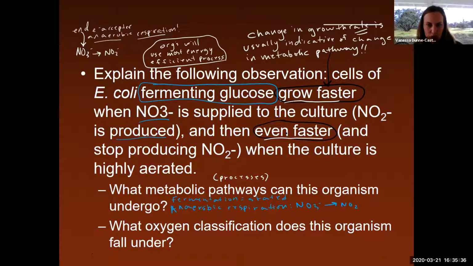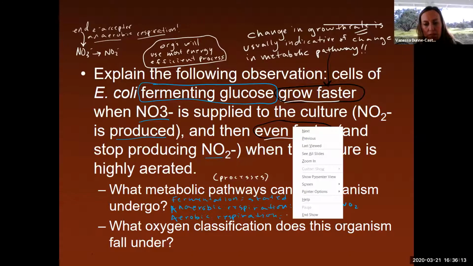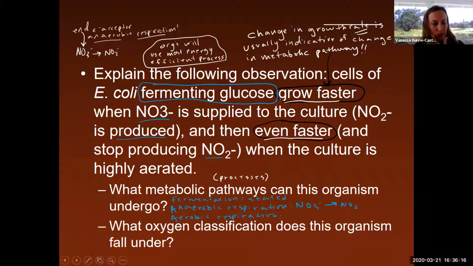And then let's keep reading: and then even faster. Again, this means some change to the metabolic process, and it stops producing NO2. This is also keenly indicative that there is no more anaerobic respiration occurring when the culture is highly aerated. Aerated means the presence of oxygen. So if they're no longer undergoing anaerobic respiration and they're growing faster, which means they're changing to a more energy efficient process, then we know that they can also undergo aerobic respiration. We know this because they are growing faster.